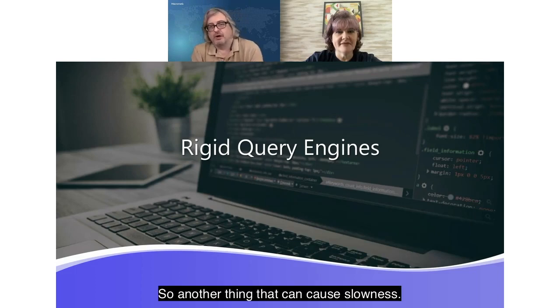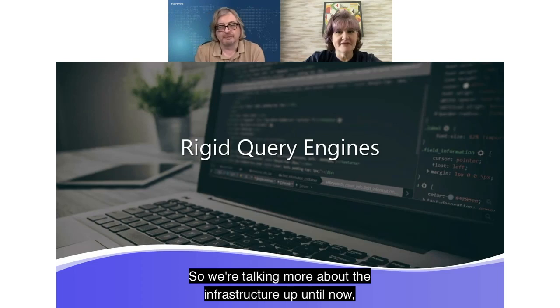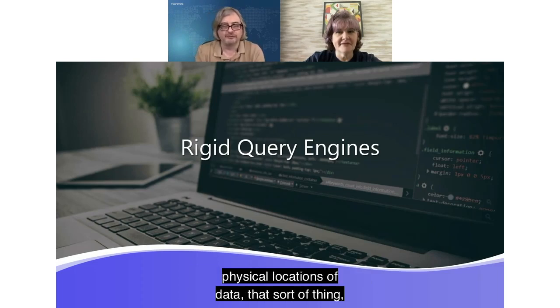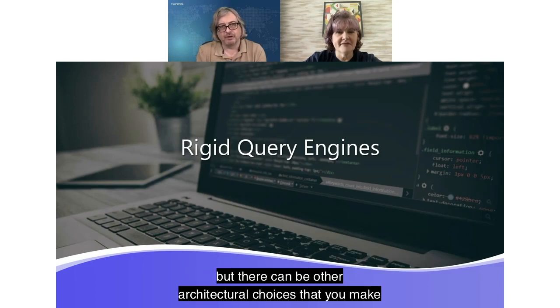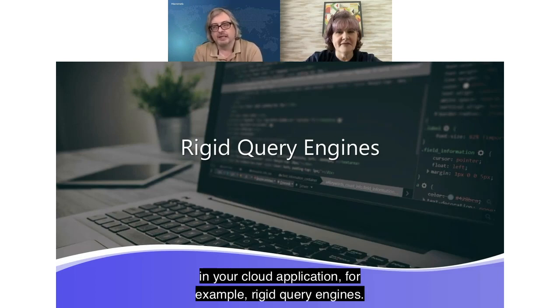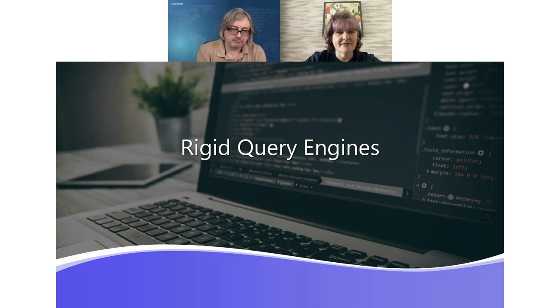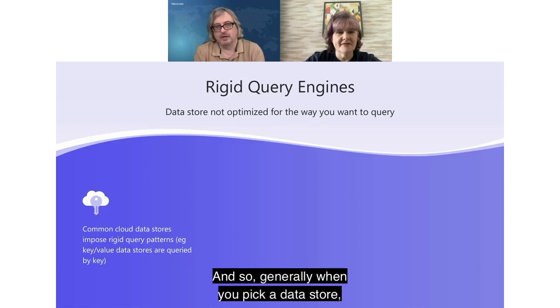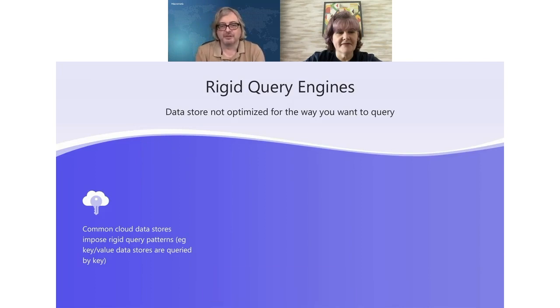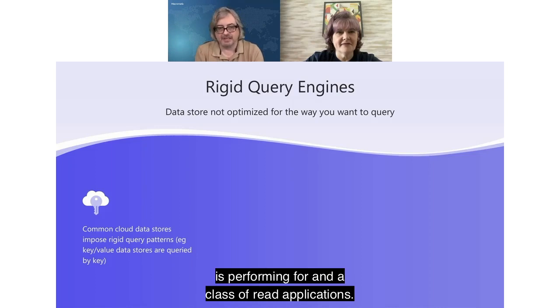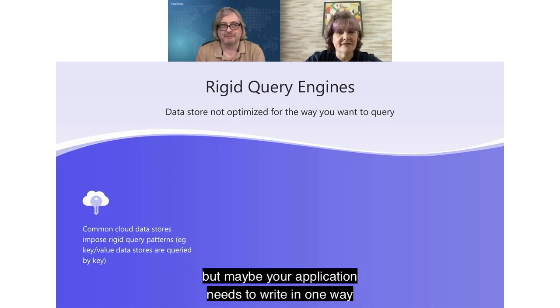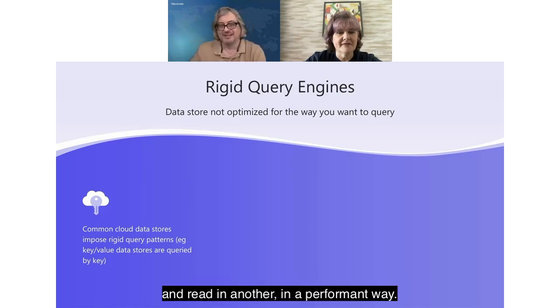So another thing that can cause slowness. We've talked more about the infrastructure up until now, physical locations of data, that sort of thing. But there can be other architectural choices that you make in your cloud application, for example, rigid query engines. Generally, when you pick a data store, there is a class of write operations that data store is performant for, and a class of read applications, and they may not be the same. Maybe your application needs to write in one way and read in another in a performant way.